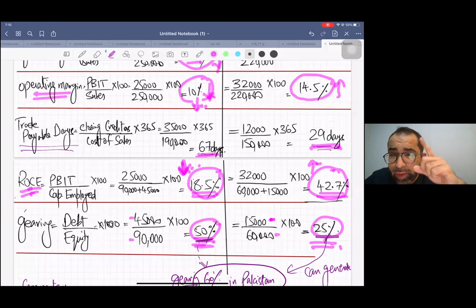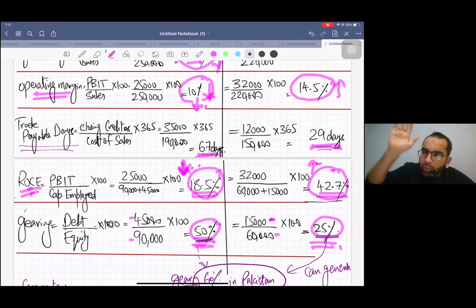Now, one more thing in the end. Even I teach this in my class. You know, when you are dealing with ratios, look at me, you are not sitting with the directors of the company. Right now, we have just one piece of paper. We are not with the directors of the company.